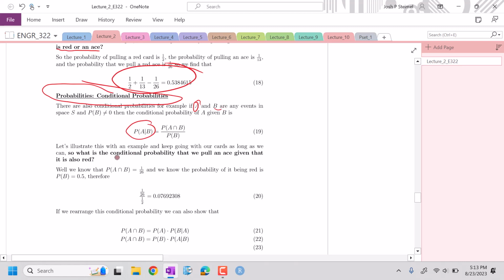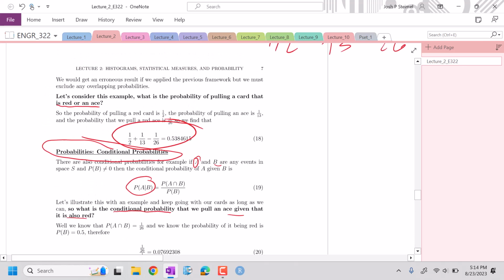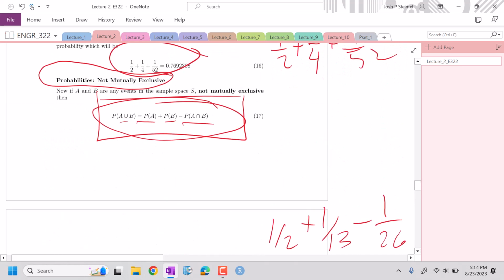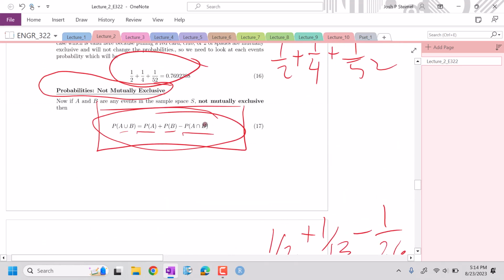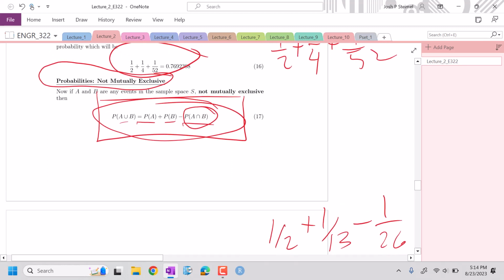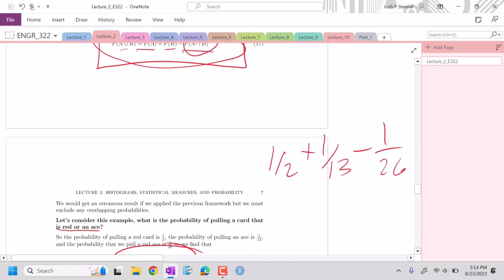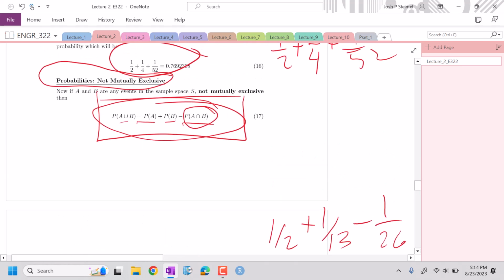So let's go ahead and do this with an example. What is the conditional probability that we pull an ace given that it's also red? We're a little bit fortunate, and we can cheat a little bit in that we've actually already calculated this: pulling an ace and a red card are not mutually exclusive events. So we can continue with this and plug and chug it into our system.